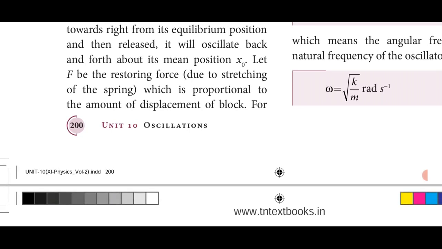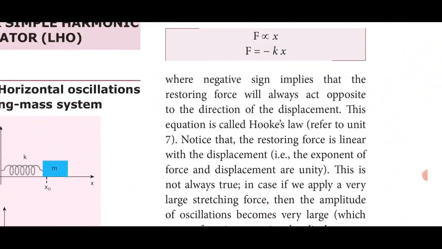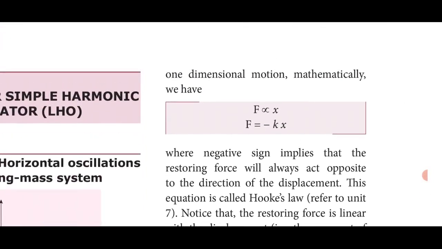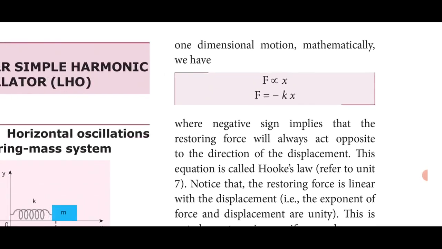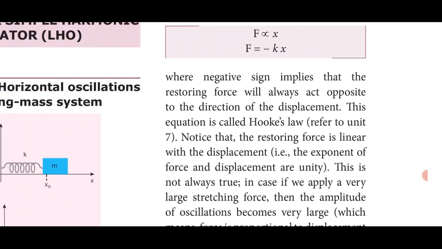So let F be the restoring force due to the stretching of the spring, which is proportional to the amount of displacement of the block, with a negative sign, for one dimensional motion. The force is directly proportional to the displacement. You know this: F is equal to minus kx. This negative sign implies that the restoring force always acts in the opposite direction. This equation is also called Hooke's law.